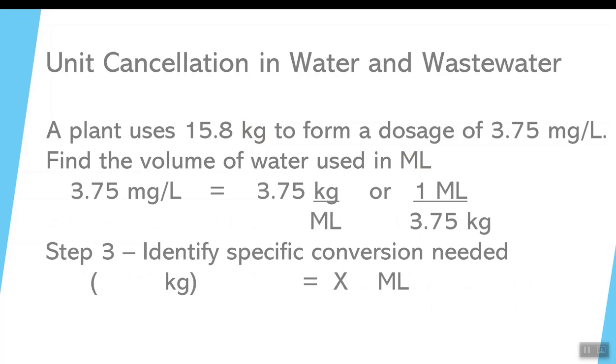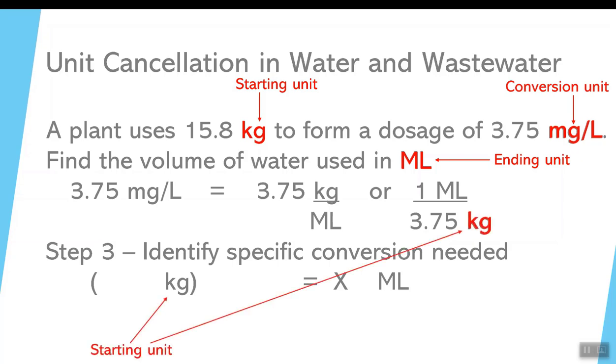So we've identified our starting unit, we've identified our final unit, we've identified our conversion, and that conversion in milligrams per liter is the same thing as 3.75 kilograms per megaliter. Now that you've identified those, now you just have to plug them into your formula. Starting unit is right at the beginning. And notice that's going to have to go on the bottom of our conversion. The ending unit has to be on the top.